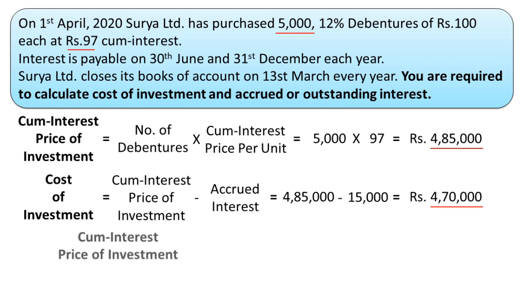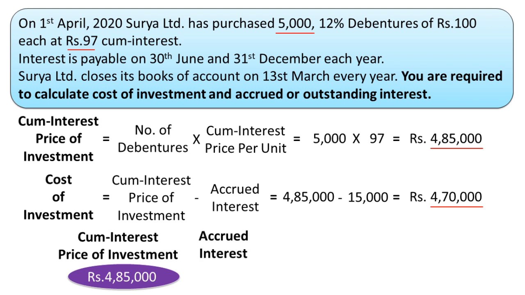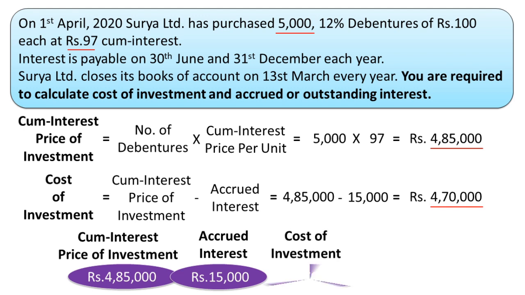So we have calculated cum interest price rupees 4,85,000. We have also calculated amount of accrued interest rupees 15,000, and we have also calculated cost of the investment rupees 4,70,000.